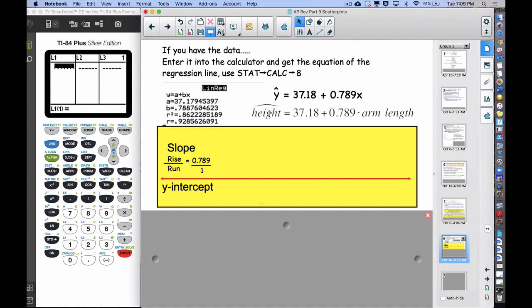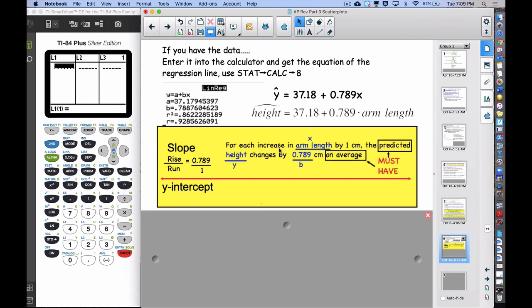So if this was our output for when we were looking at the arm length for people versus their height, if you were going to interpret the slope, which is 0.789, here's how I would write it. For each increase in arm length, because that's our x, by 1, the predicted height, which is our y, changes by 0.789 centimeters on average. And you must have those words predicted and on average when you're interpreting. If we were going to interpret the y-intercept, we would say the predicted height for someone with an arm length of 0 is 37.18 because that is what the y-intercept is. But this is one of those scenarios where I don't know that that has much practical meaning in the real world.